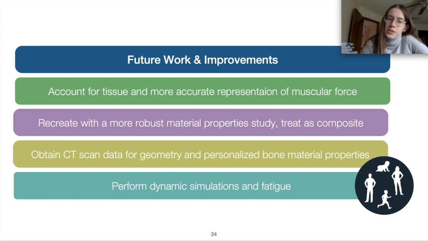And then, of course, there are so many more simulations. You can do dynamic simulations, fatigue, etc. So there's a lot of work to be done, but I think this was a really good launching pad and just setup of a clear initial pipeline where you could take off and do a lot more simulations if you wanted, and it's been validated, it makes sense, and that was what I was mainly going for.